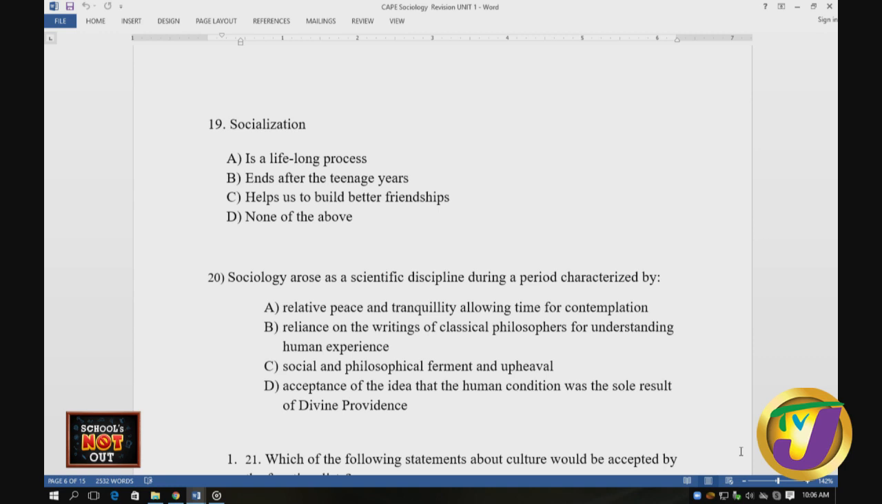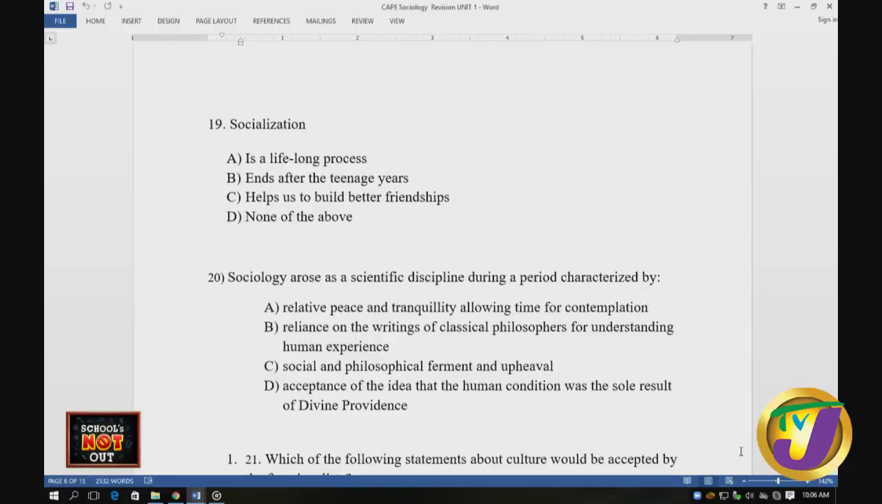There were issues as to how should the gospel be interpreted. So we had the Reformation. Because remember, we had the Catholic Church, and then people broke away from the Catholic Church and became Protestant. So all the religions that are not Catholic are Protestant. So this happened during that time. That kind of gave an impetus, a push for Auguste to come to develop sociology. So that's the correct one, social and philosophical ferment and upheaval.